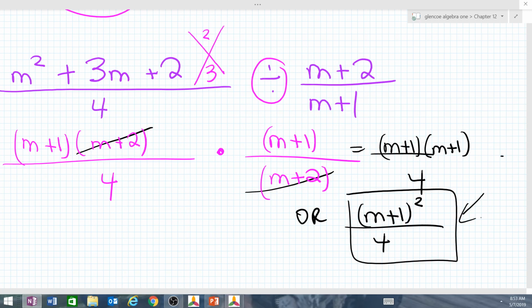Okay, so today we learned how to multiply and divide rational expressions. Please remember that multiplying and dividing rational expressions is no different. We use the same exact rules that we use when we multiply and divide fractions.